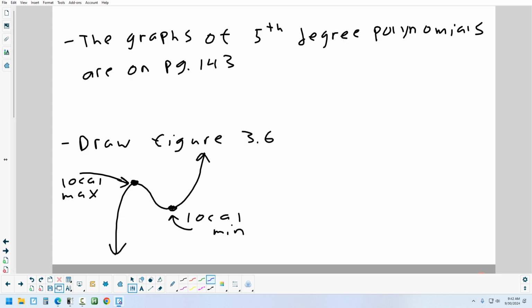You can look at 5th degree polynomials. 5th degree polynomials can cross the x-axis up to 5 times, which means they can turn 4 times. So a 5th degree polynomial could look like this. 1 turn, 2 turns, 3 turns, 4 turns, and there you go. 1, 2, 3, 4, 5 times. 1, 2, 3, 4 turns. That's how you could get 5 crossings.